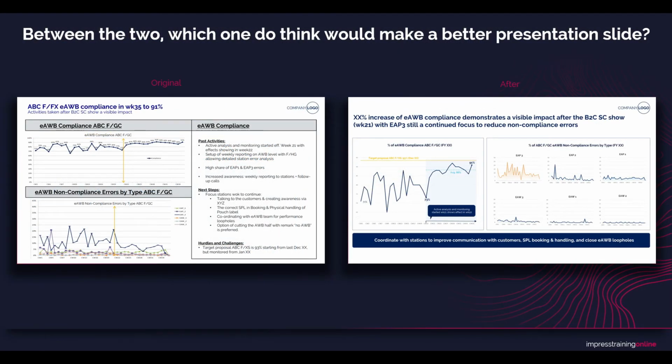So between the two, which do you think has a cleaner, clearer message, and which one highlights that message more clearly in terms of the evidence that's been presented, in this case with charts? So between the two, which do you think would make a better presentation slide?